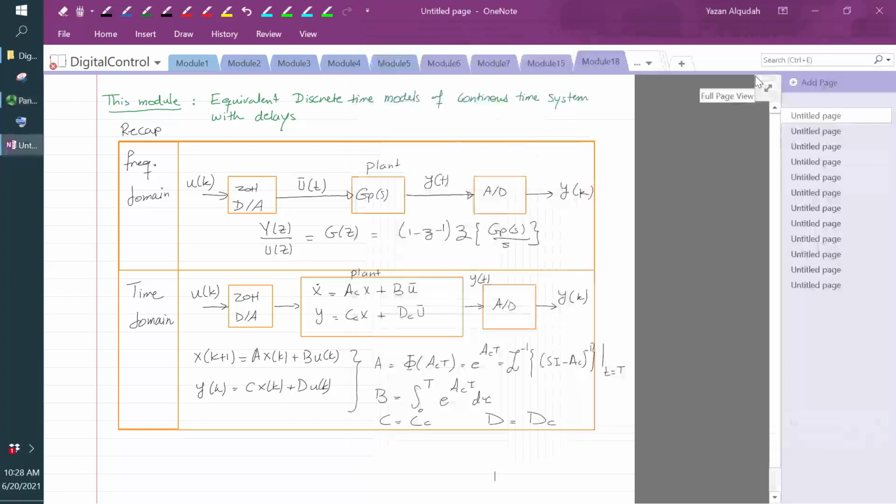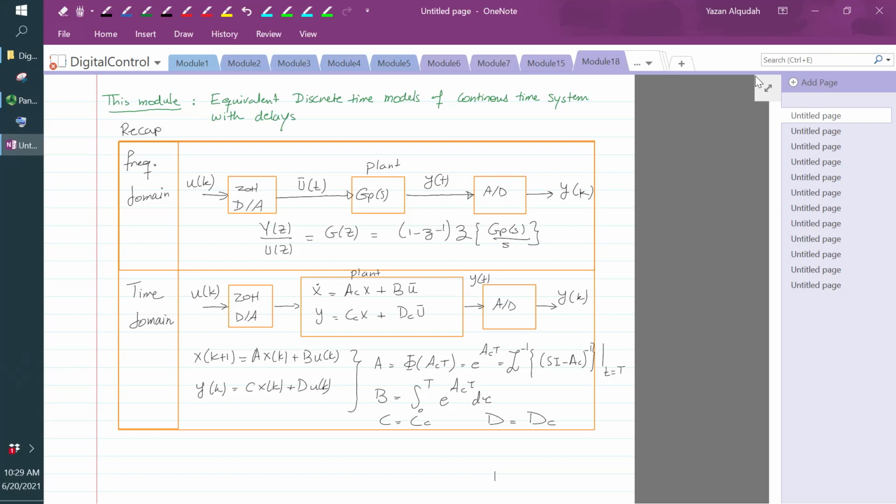Okay. Hi everybody. In this module, we're going to look at the equivalent discrete time models of continuous time systems with delays. So just to recap what we've done in the previous module, we looked at how to get the representation of the discrete time system, getting the pulse transfer function, y of z over u of z. We can do this in the frequency domain by taking 1 minus z to the -1, times the z transform of Gp of s divided by s.